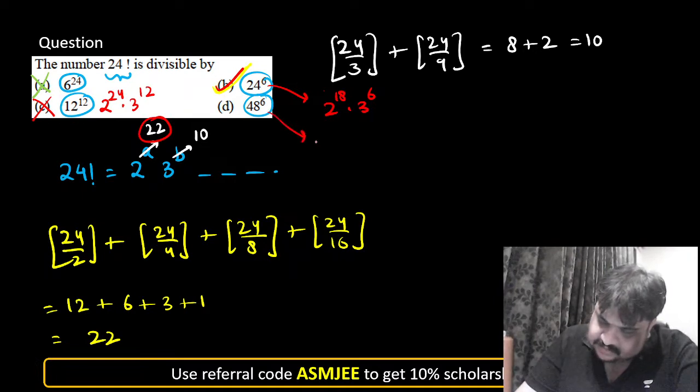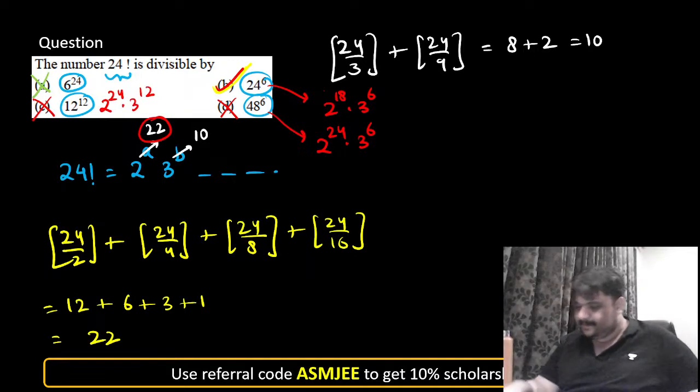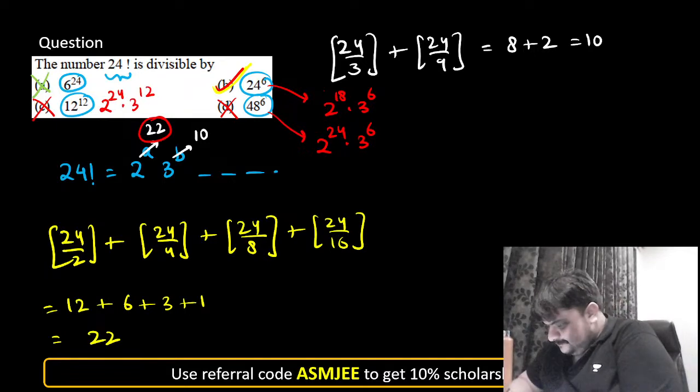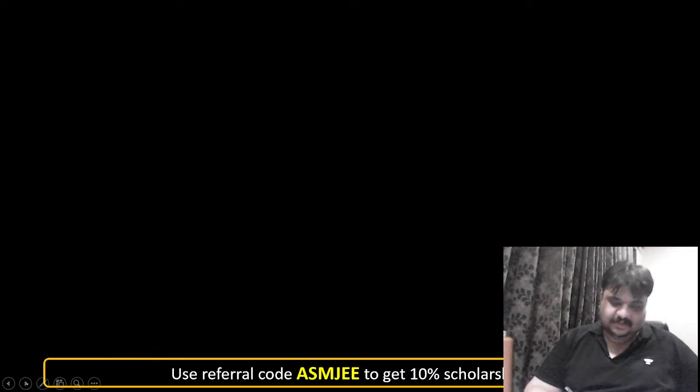Try this one also. 2 raised to 24, 3 raised to 6. No. B. Should I give you the summary of this funda? Note it down.